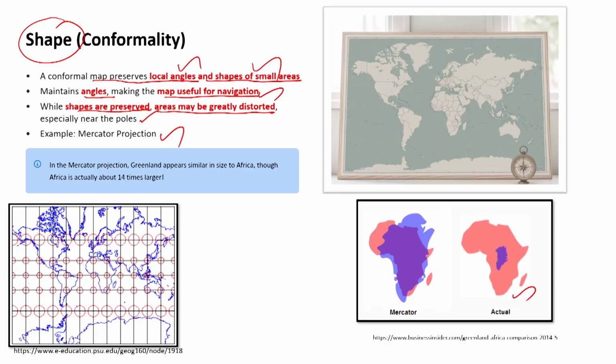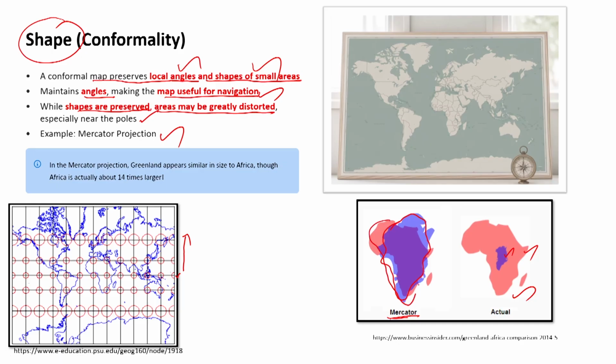Look at the image. This is retaining the shapes. This is the actual shape of Africa and Greenland. In the Mercator projection, due to distortion from the equator towards the north, Greenland appears equal to Africa. So this is the distortion effect. Here it is retaining the shapes, whereas in terms of area it is highly distorted.